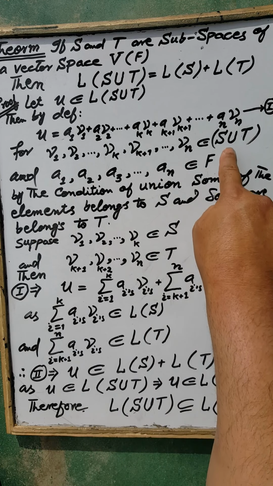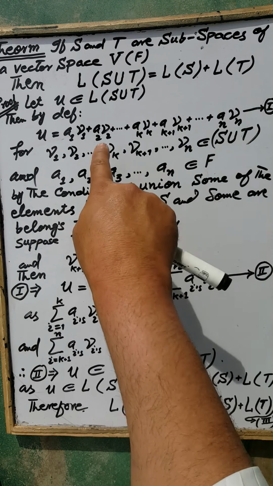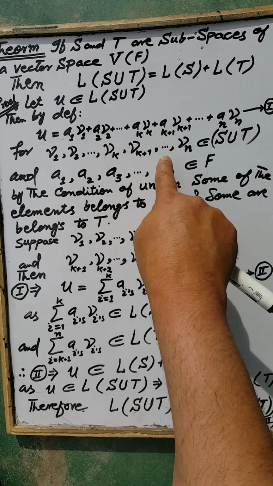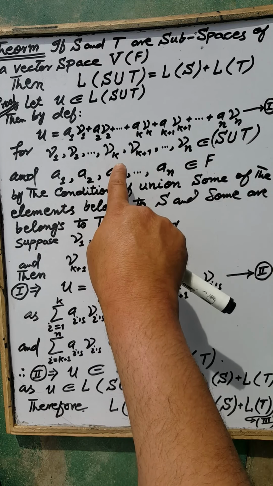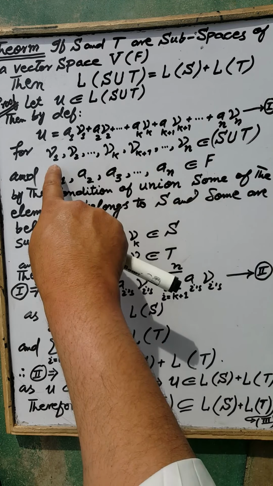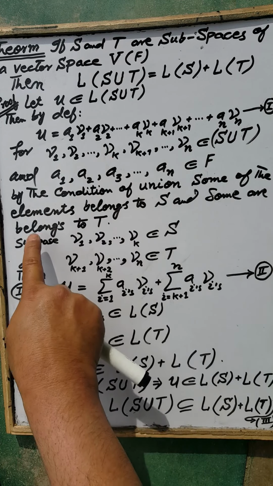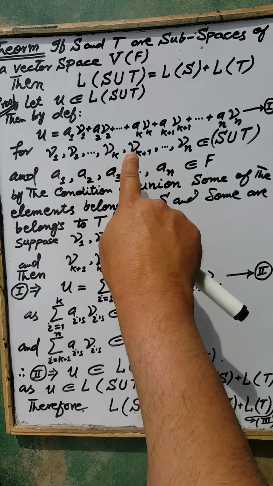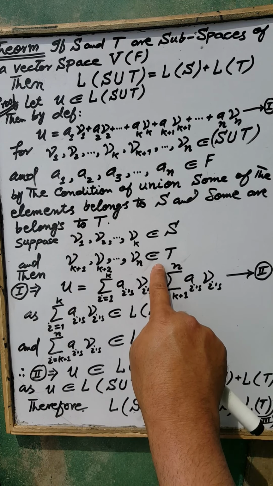Then by the condition of the union of the two sets S and T, some of the elements v1 up to vn are the elements of the set S, and some of the elements from v1 up to vn are the elements of the set T. Suppose that v1 up to vk are the elements of the set S, and vk plus 1 up to vn are the elements of the set T.